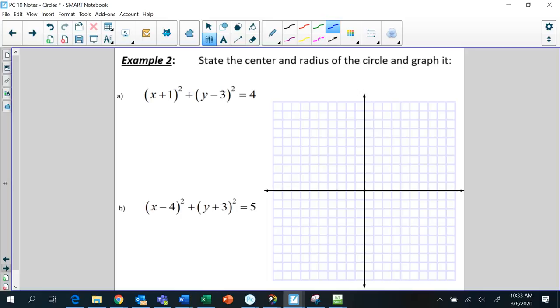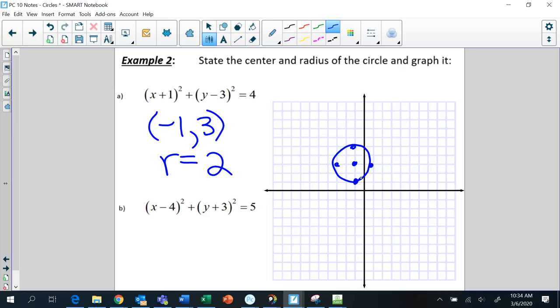Okay. State the center and radius of the circle and graph it. What's the center of the circle? -1, +3. Radius is 2. So we go to -1, +3. And then for a radius of 2, you go out 2 in every direction and you draw a circle and we're done.